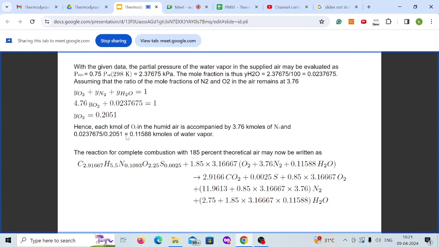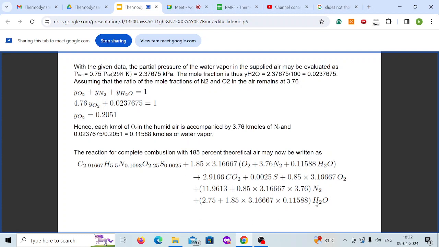So for each mole of oxygen in the humid air, you have 3.76 moles of nitrogen, and that gives you 0.11588 kilomoles of water vapor. Now the new equation, taking into account the moist air: you have the same fuel plus 1.85 times the air required for combustion, which is 1 mole of oxygen and 3.76 moles of nitrogen, plus 0.11588, which we calculated, moles of water.